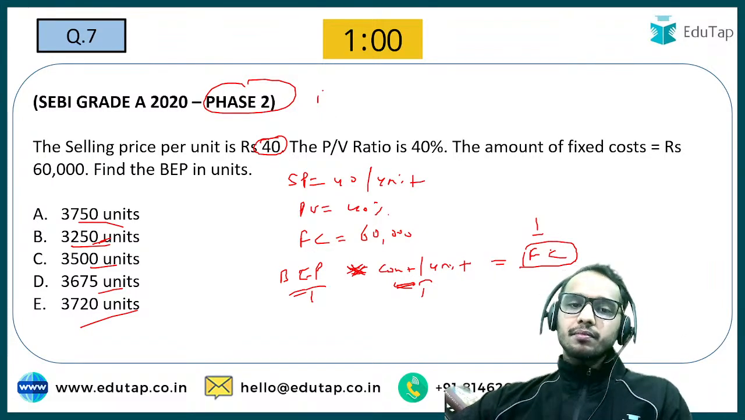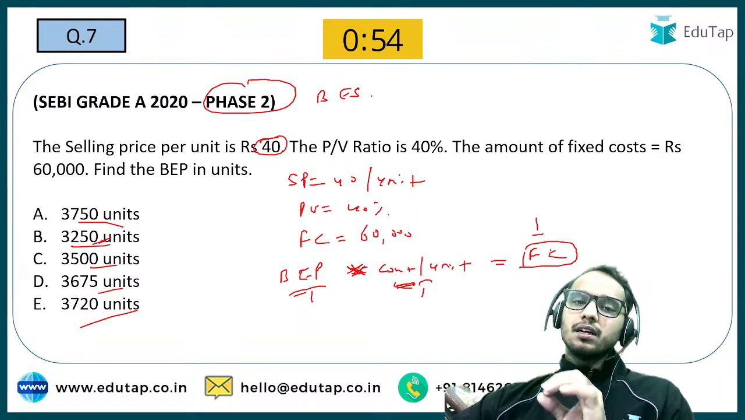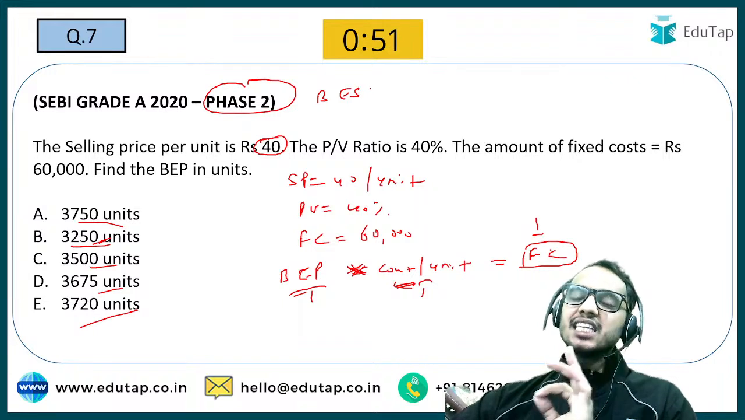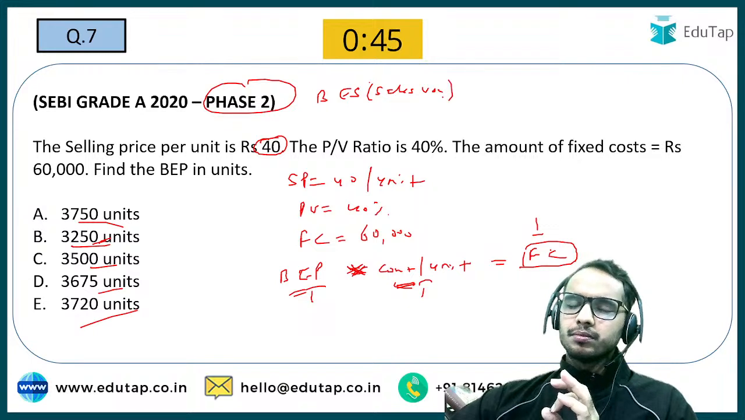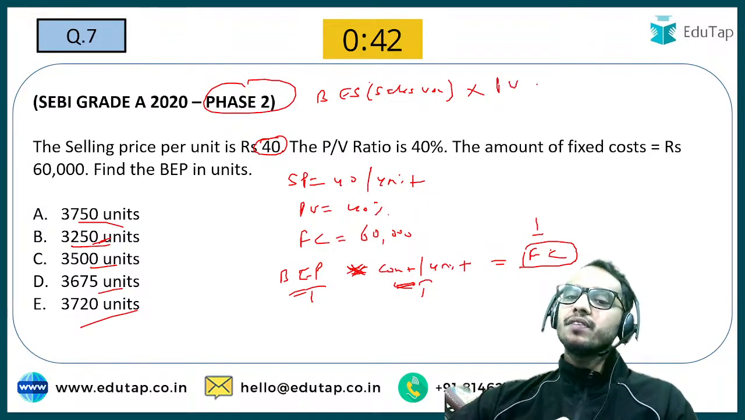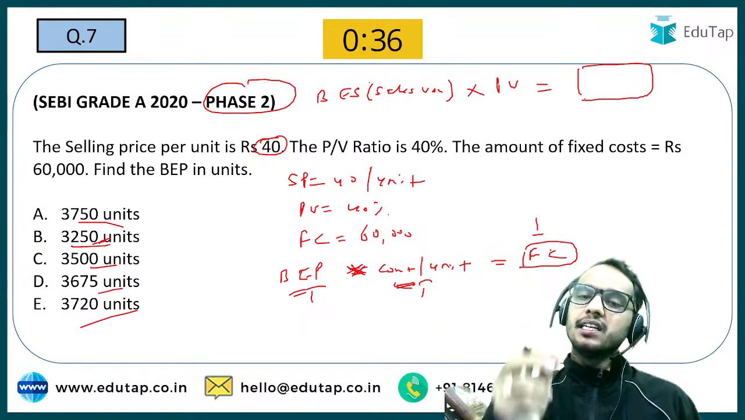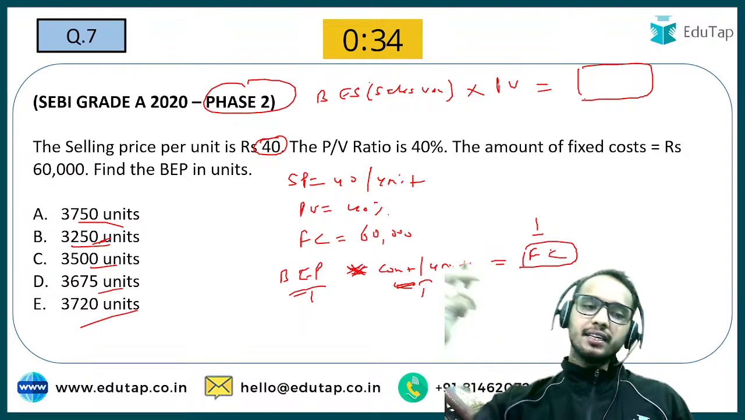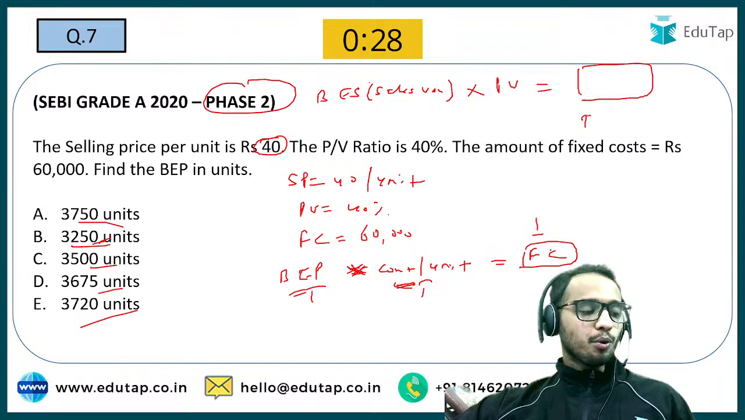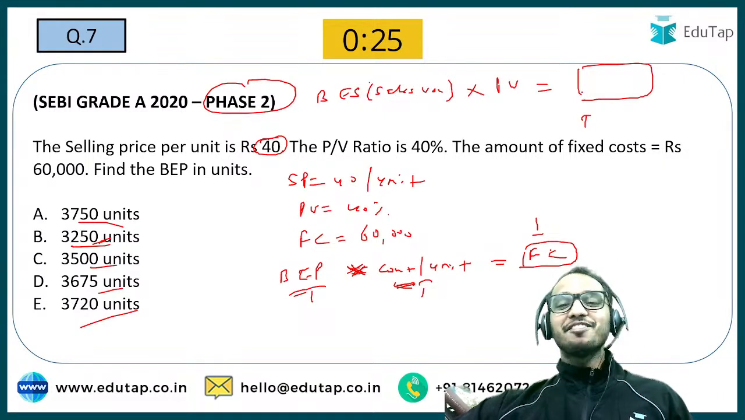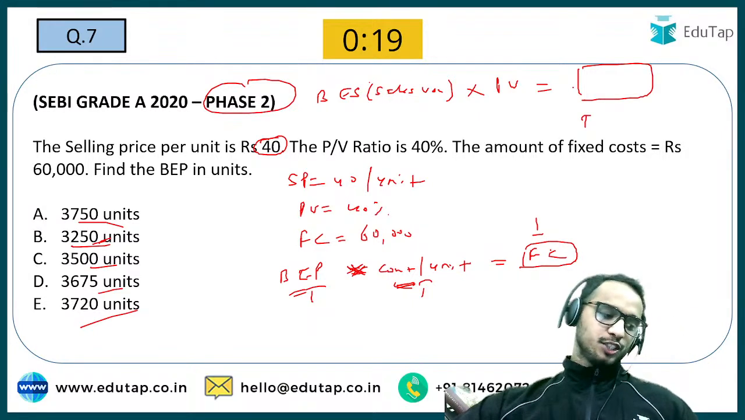Tell me, if you have break-even sales, not in units, but in sales volume. Listen to me very carefully. You have break-even sales in sales volume. Then when you multiply it with PV ratio, what are you going to get? Now tell me. I'm still waiting. Can anyone tell me? Yes, fixed cost, or you can say contribution.